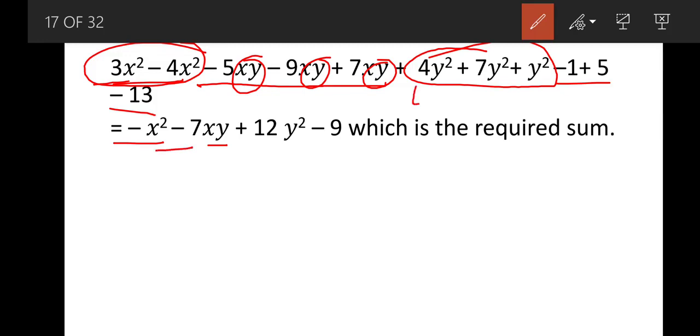Now after solving these three like terms, what will I be getting? Solving the coefficients, 7 plus 4, 11 plus 1 here, because I told you if nothing is present, we are taking 1 as the numerical coefficient. So it will be 12y square. And after solving the constant terms, we will be getting a minus sign, which is the required sum.